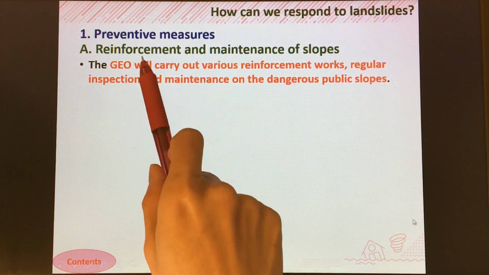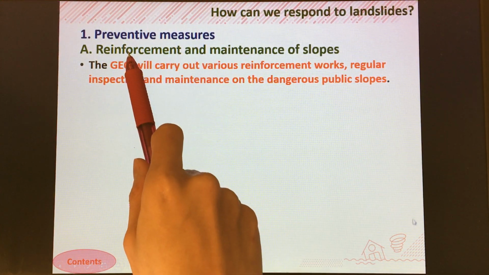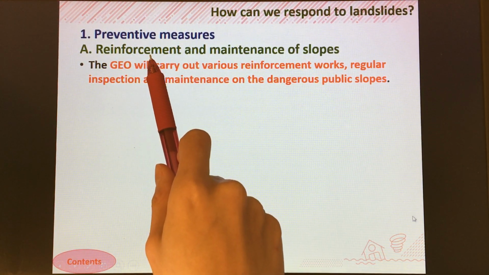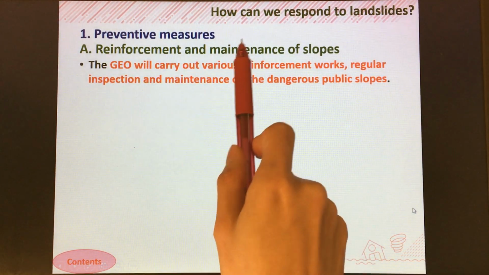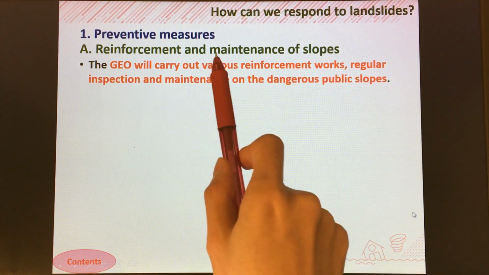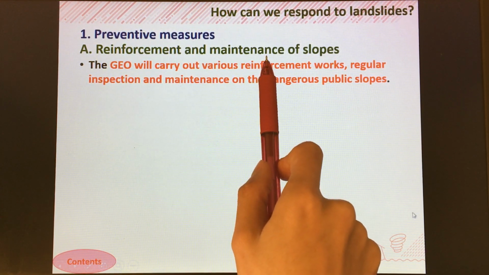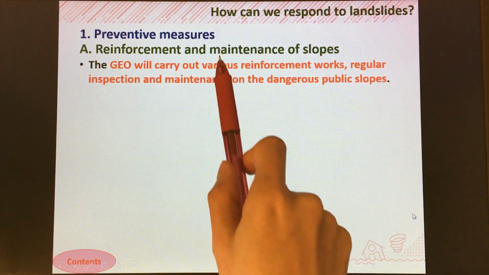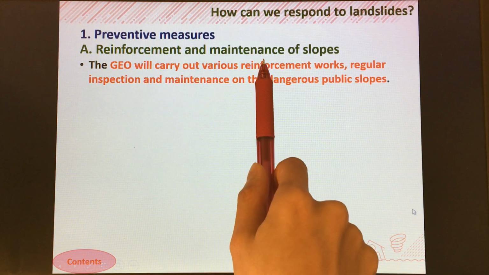加固個山坡啦，維護個山坡。Okay, so that to reinforce means that we can strengthen the slope, consolidate the slope. And then maintain the slope, because in the urban area we have many kinds of man-made slope. So how can we maintain this kind of man-made slope in the urban area?